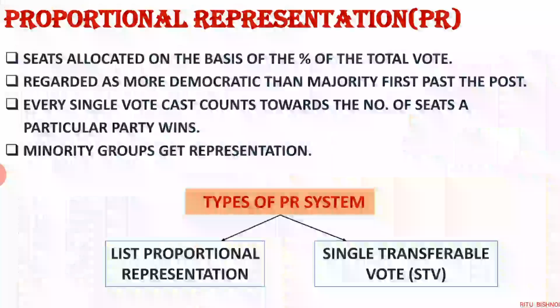In this system, the entire country is made as one constituency, or there are multi-member constituencies. That is, more than one member is elected from a constituency. There are two major types of proportional representation system. They are list system and single transferable vote system.